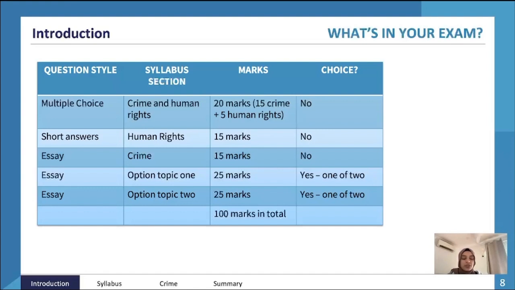So option number 1 is 25 marks. You do get a choice with this one. You're given 2 questions, and you choose one of those questions and answer it. And again, for the second one, 25 marks, and again, you choose one.